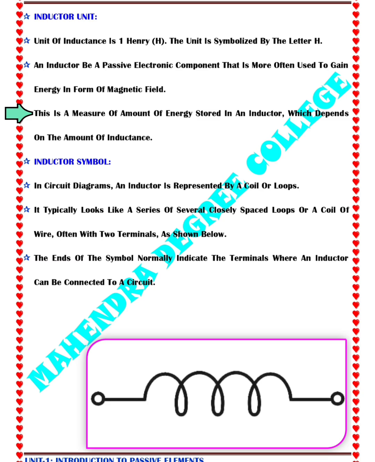Formula for energy stored in an inductor: E equals half L I squared, where E is the energy measured in joules, L represents the inductance measured in henries, and I represents the current measured in amperes.